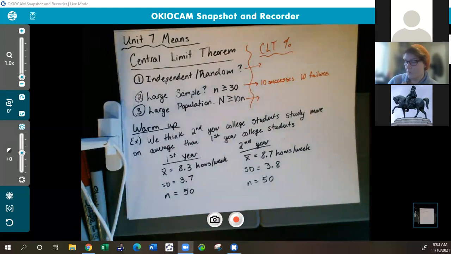All right, and then for our warm-up, we think that second-year college students study more on average than first-year college students. So we look at first-year college students, and on average they study 8.3 hours a week with a standard deviation of 3.7, and we look at 50 of them. Second-year students study on average 8.7 hours per week with a standard deviation of 3.8, and we also have 50 of those. So go ahead and get those written down and give me a little thumbs up when you're done.